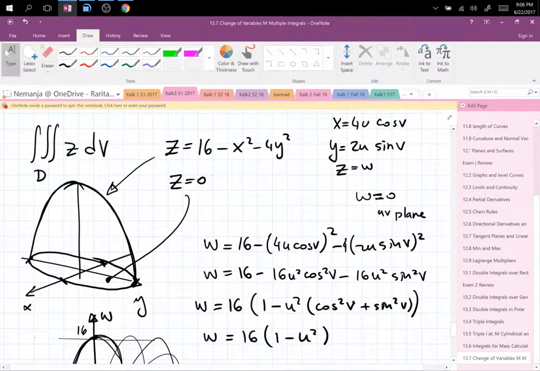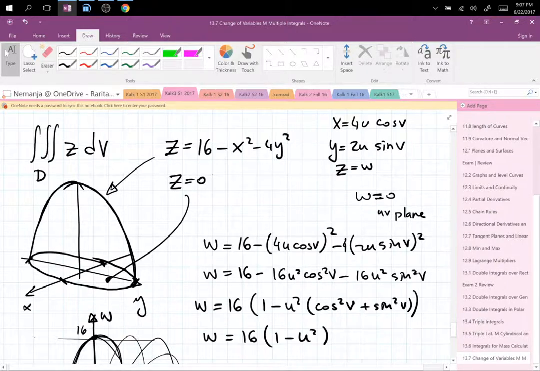What about -1 to 1? That's on u, right? Yeah, but also v. Why? Because, as you can see, v is the argument of sine and cosine. That can go anywhere.